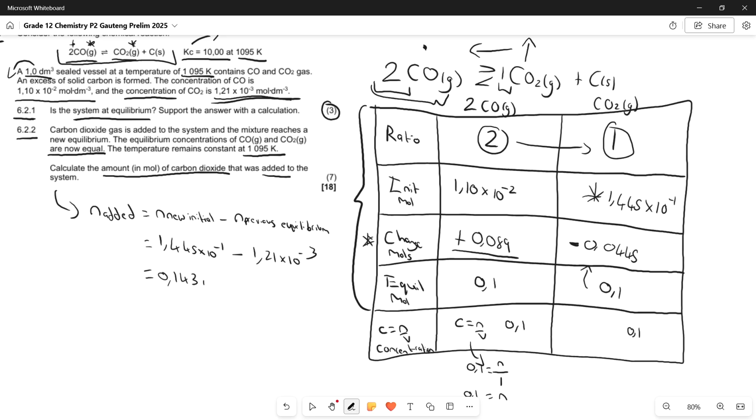and that will equal 0,143 mole over there. And these would earn us our last 2 marks, because then we calculated the amount in mole of carbon dioxide that was added to the system, and that would earn us 7 marks over here and 18 marks for this whole section.